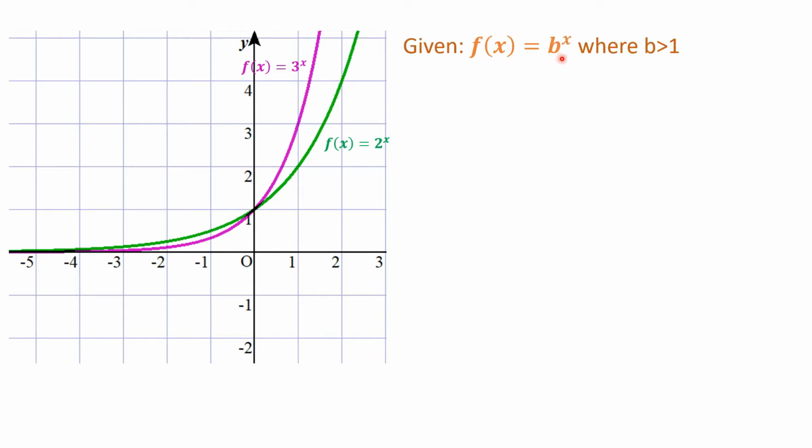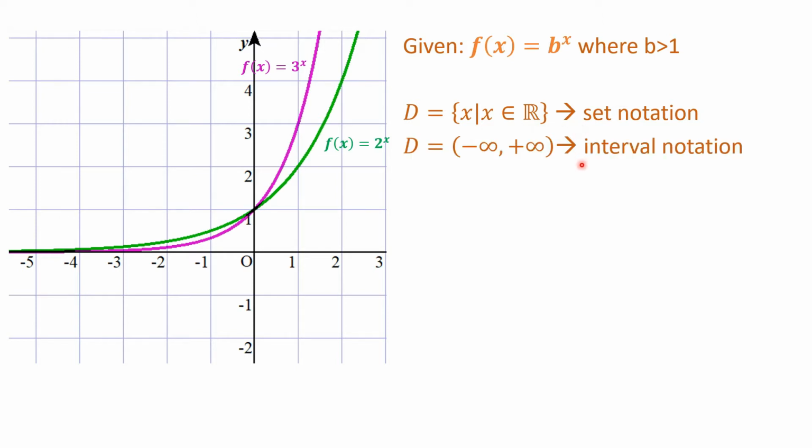Again, given f of x equals b to the x where b is greater than 1, take note that each is written in this form. The domain is the set of x values such that x is an element of real numbers. So this is how we write it in set notation. And in interval notation, this can be written this way. The domain is from negative infinity to positive infinity because x may take any value. For negative numbers, it will decrease infinitely to the left and it will increase infinitely also to the right.